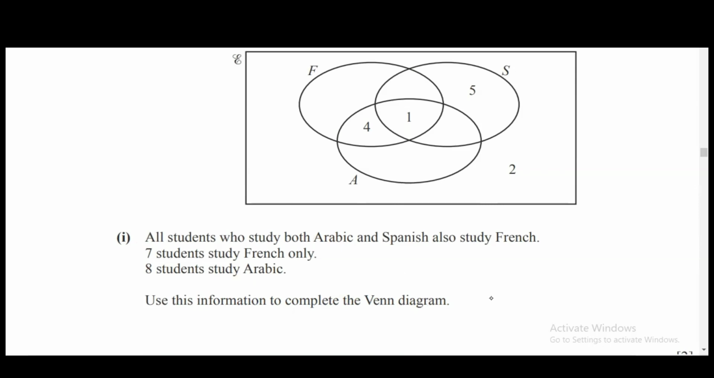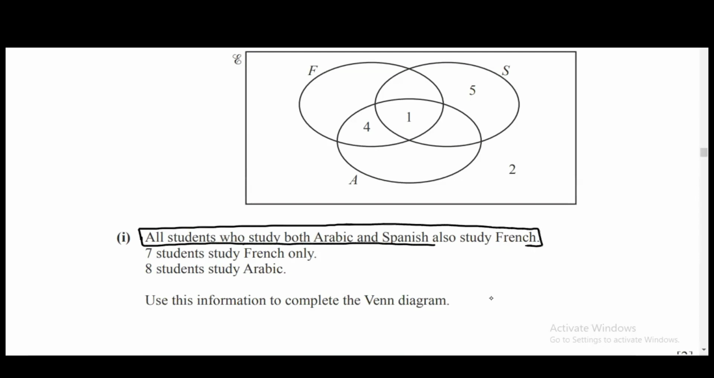Focus on the first line: all students who study both Arabic and Spanish also study French. This is the common region of Arabic and Spanish. But in this region, no students study French, so we have to put 0.